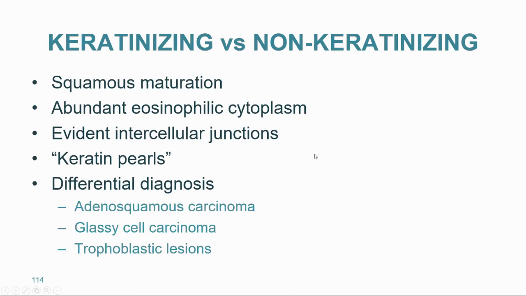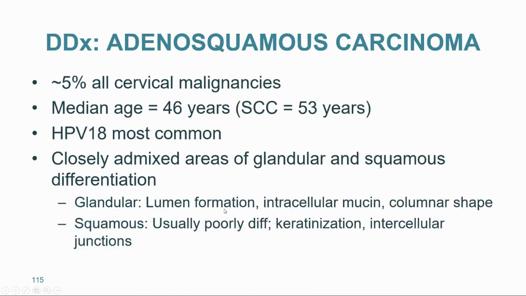Usually we try to make the distinction between keratinizing and non-keratinizing squamous cell carcinoma by the presence of abundant eosinophilic cytoplasm and evident intercellular junctions or the presence of keratin pearls. And when we see something that is keratinizing, we jump to the conclusion that it is a keratinizing squamous cell carcinoma. And in most instances, we're right. However, we should keep in mind that there is always a differential diagnosis. And in the setting of something that looks keratinizing, I always try to rule out the presence of an adenosquamous carcinoma, which is not that infrequent.